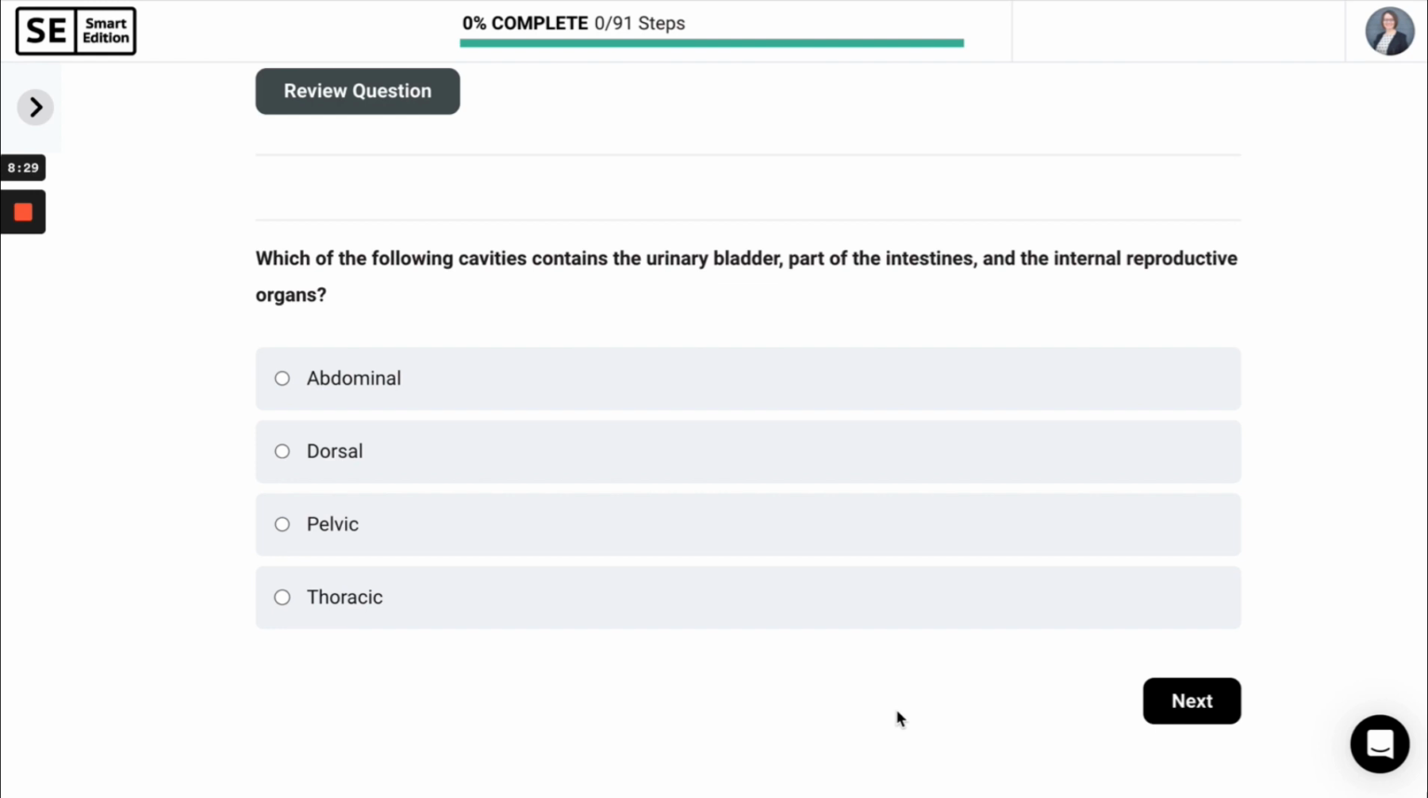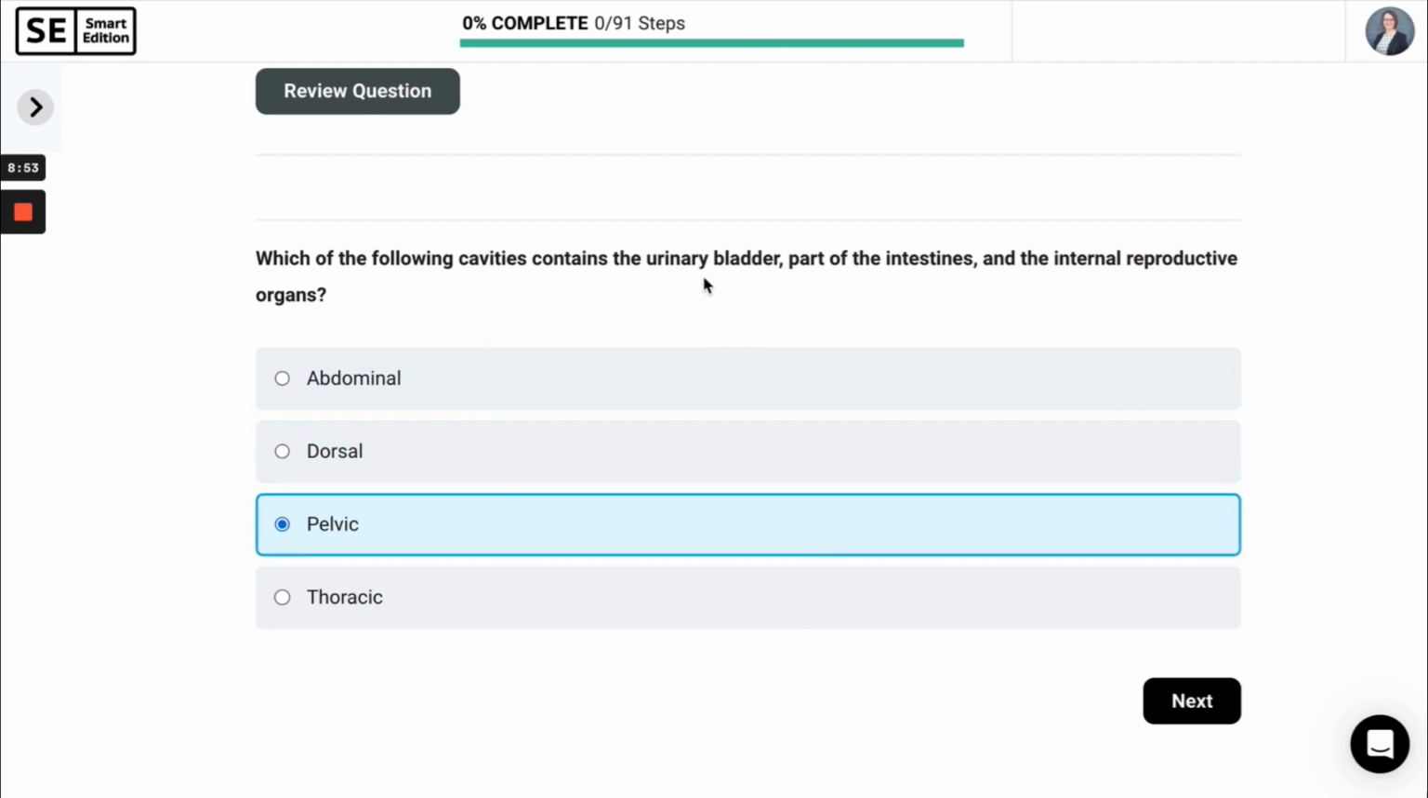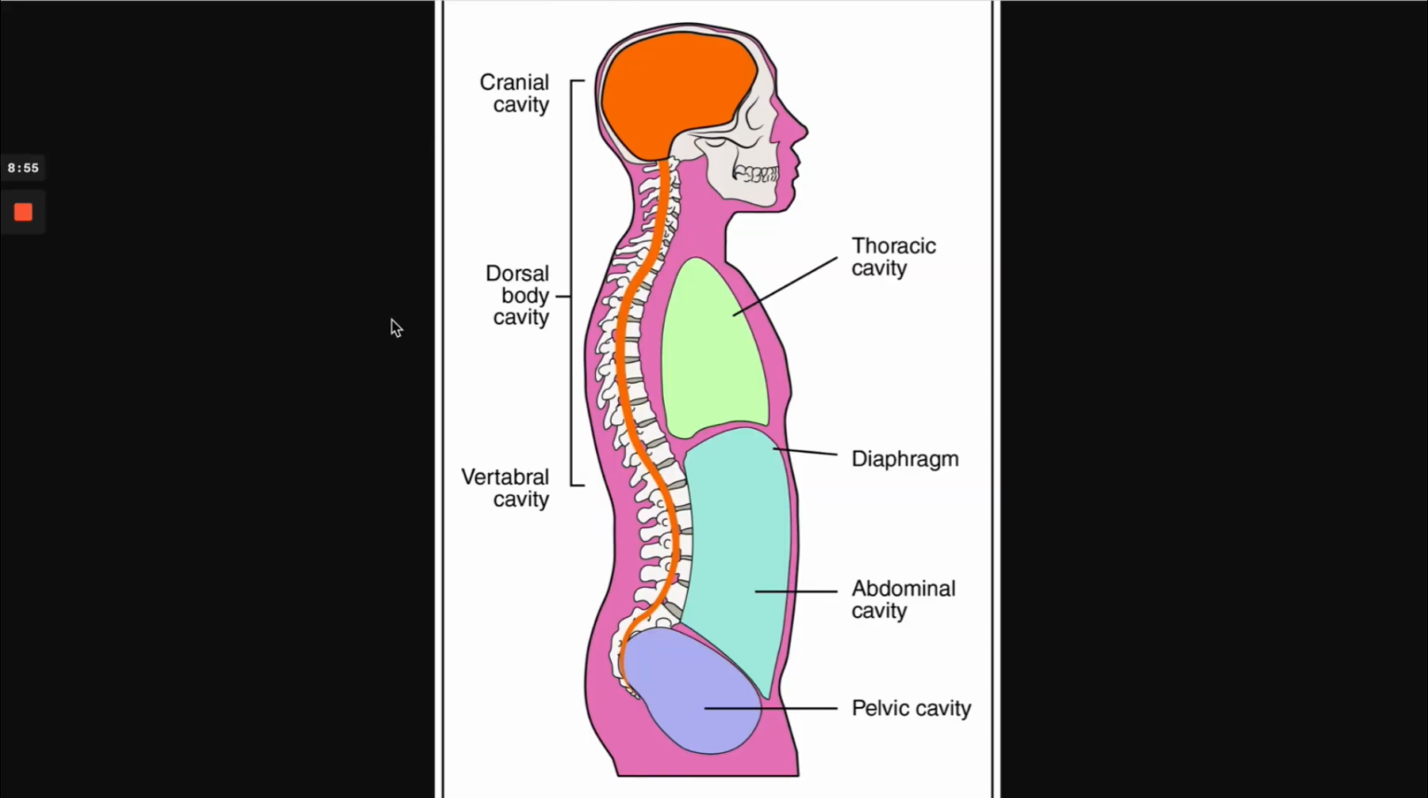Which of the following cavities contains the urinary bladder, part of the intestines, and the internal reproductive organs? Is it the abdominal, dorsal, pelvic, or thoracic? The correct answer is pelvic. I'm going to show you an image of the body cavities. So body cavities are either dorsal, meaning back, or ventral, which is not listed here, but meaning towards the front.